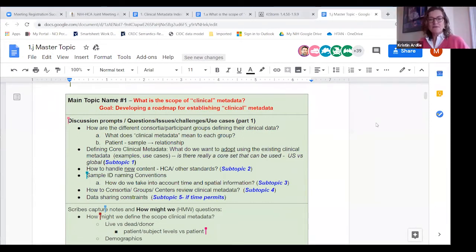Okay, so active participants, can we get some feedback, ideas, brainstorming? Let's get this going. What do people think of as the scope of clinical metadata?